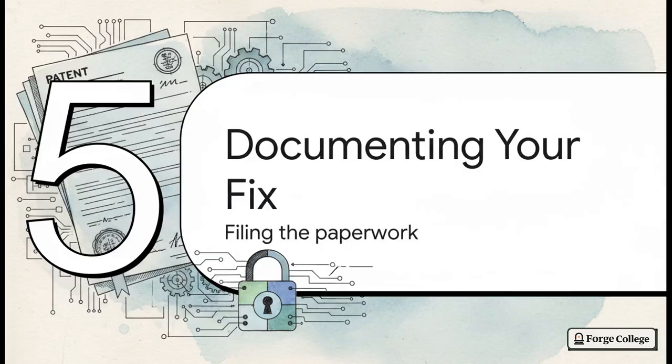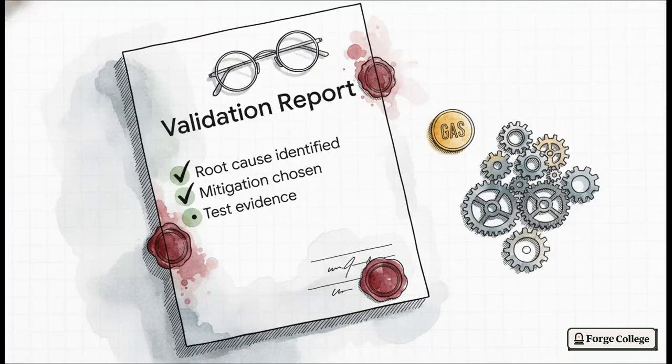Section 5. Documenting your fix. Okay, I know, groans all around. It's the dreaded paperwork, but filing the patent paperwork for your new engineering marvel is just as crucial as building it. A perfect validation report has these specific components: the root cause identified, the specific mitigation you chose, your test evidence and commands, and the trade-offs, things like gas costs, complexity, or user experience friction.